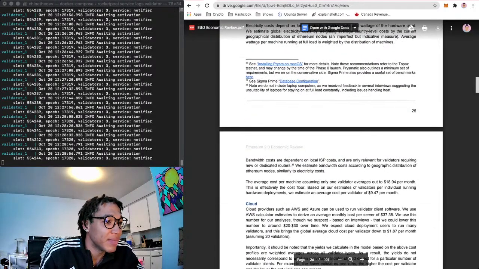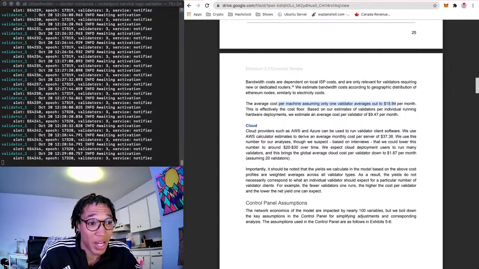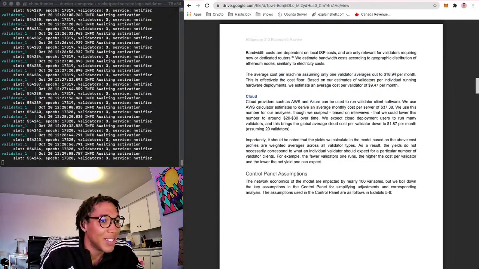Yeah. Easy. Bandwidth costs, the average costs for bandwidth are $20 a month. I mean, either way, I'm paying $100 per month for my internet, so I might as well run it out there.